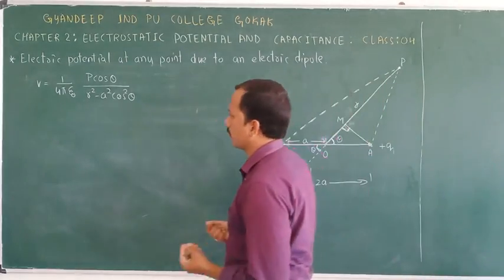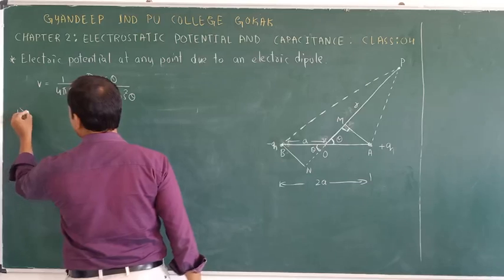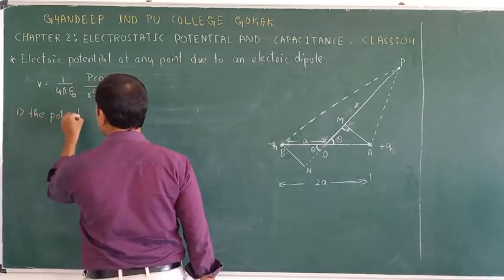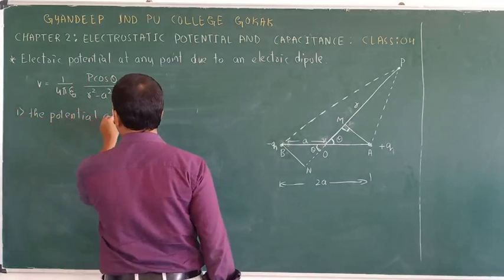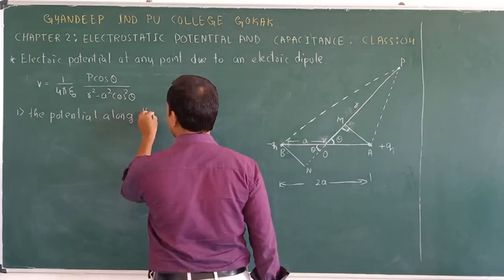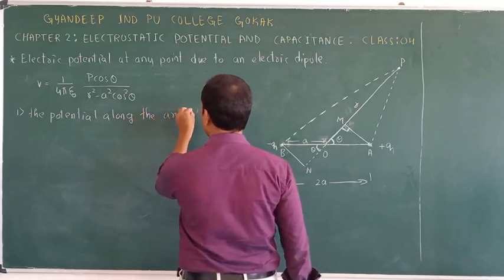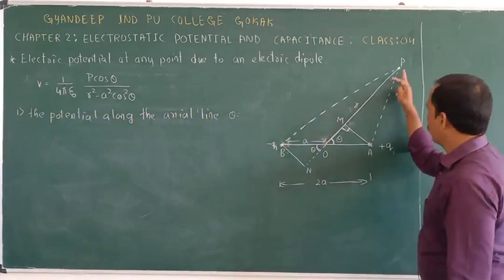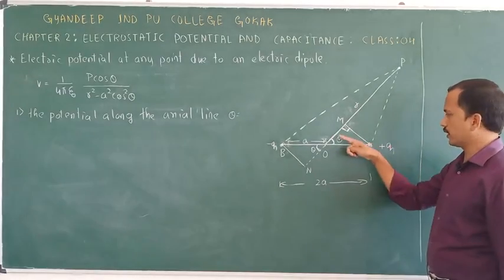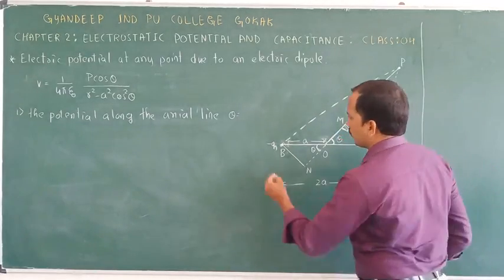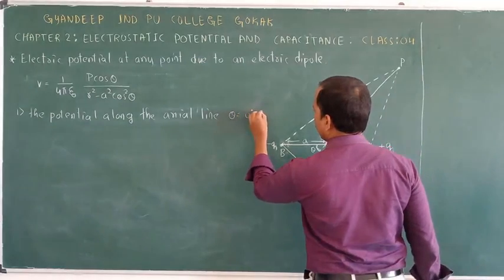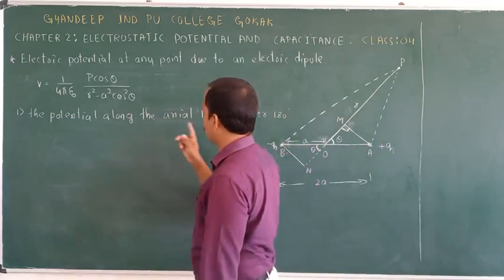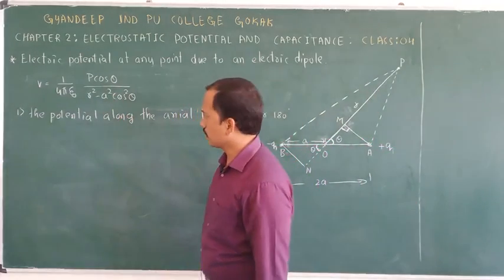So here are some important notes. First is the value of the potential along the axial line. Along the axial line, the value of theta is, along the axial means along this side, theta is equal to 0 degree or 180 degree. So substitute the value of theta in this equation. Theta is equal to 0 degree.